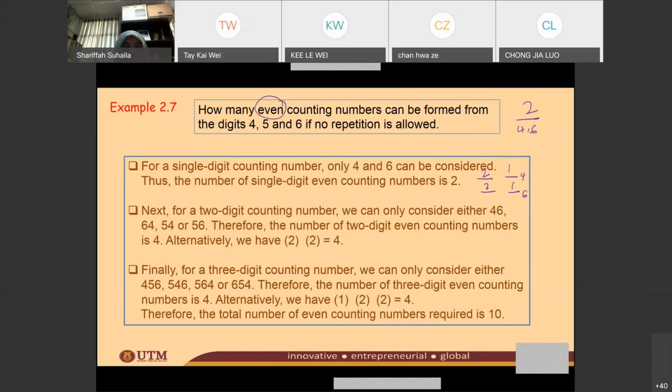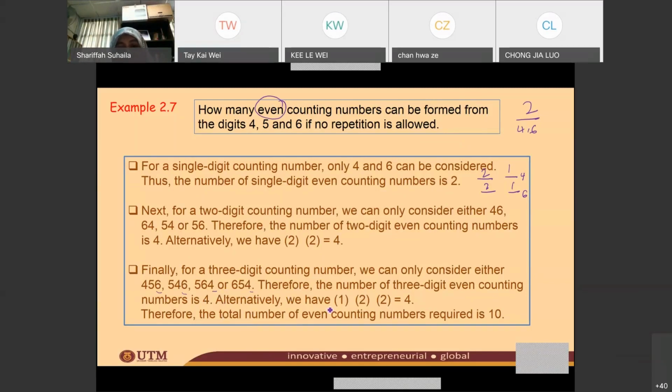So again, for 3-digit counting number, tapi yang at the last tu kamu nak even number. So either 456, 546, 564 or 654. Kamu boleh listkan kalau kamu nak listkan, ataupun kamu boleh buat cara, tentukanlah dia punya digit dia macam mana. So the number of 3-digit even counting numbers is four possible ways.